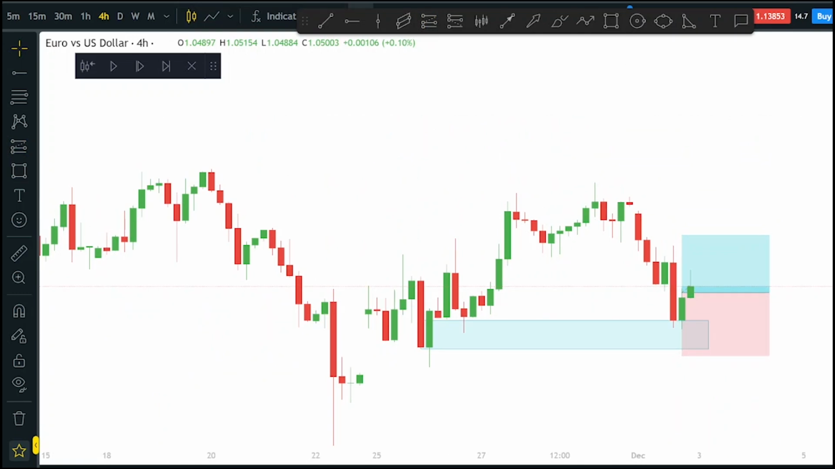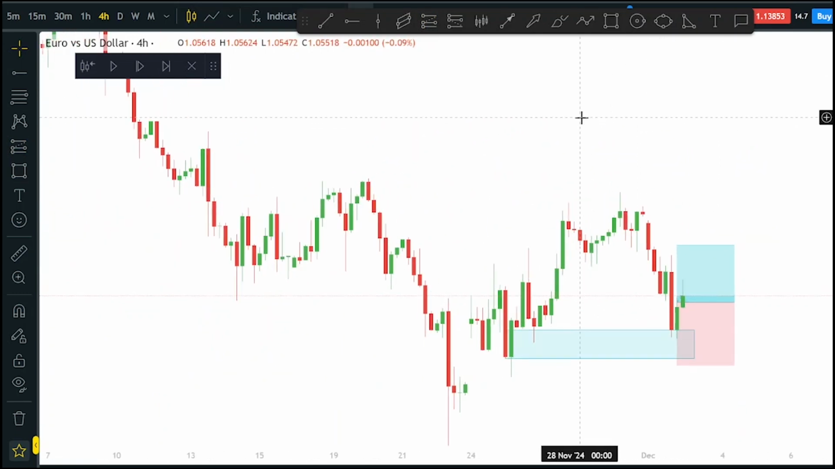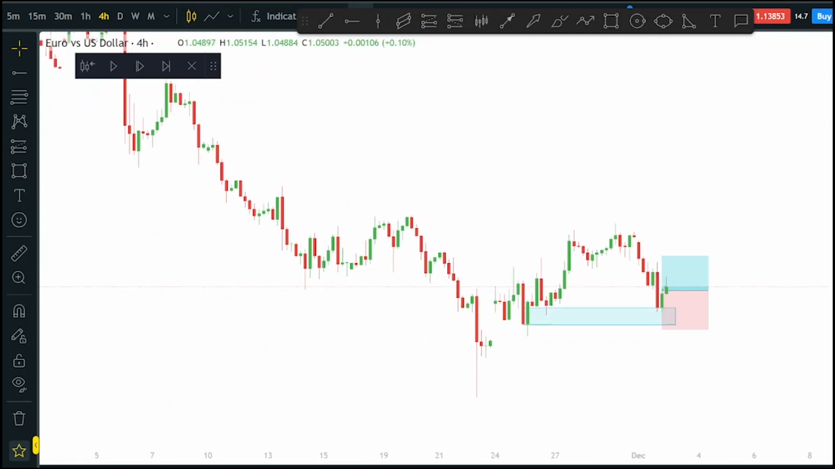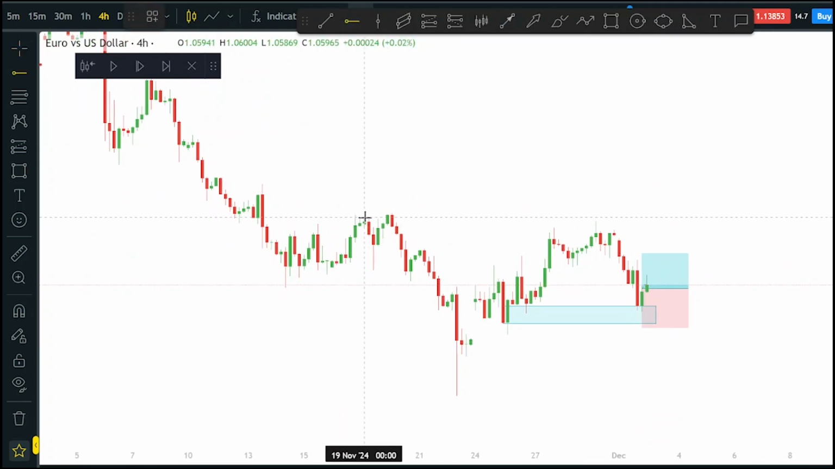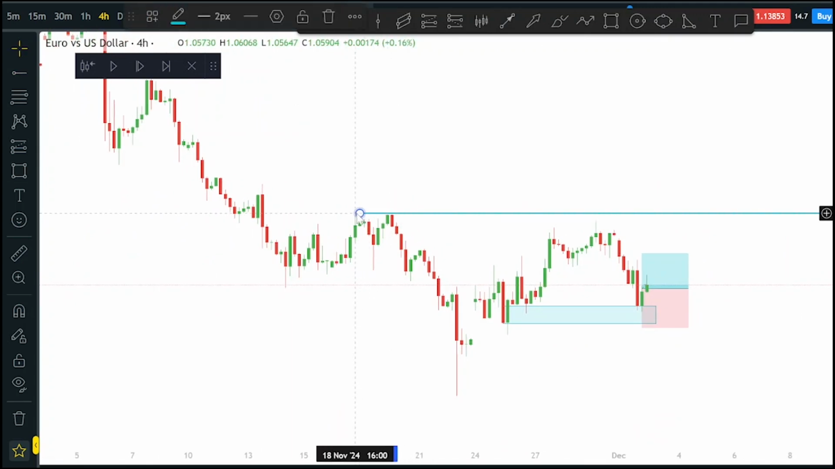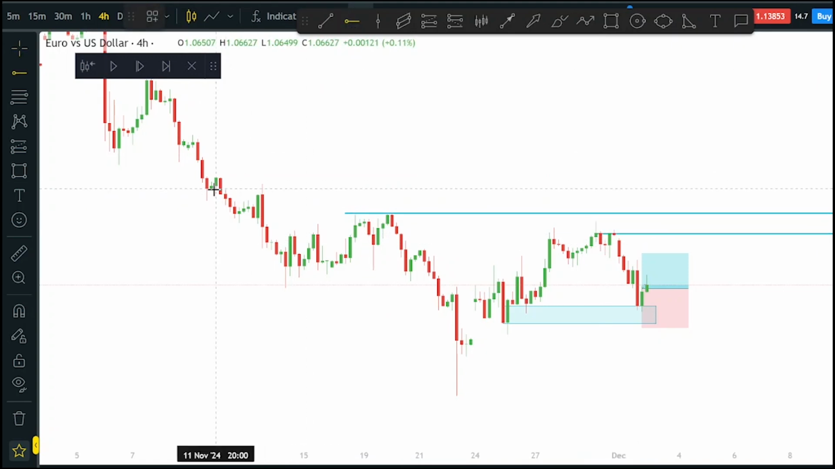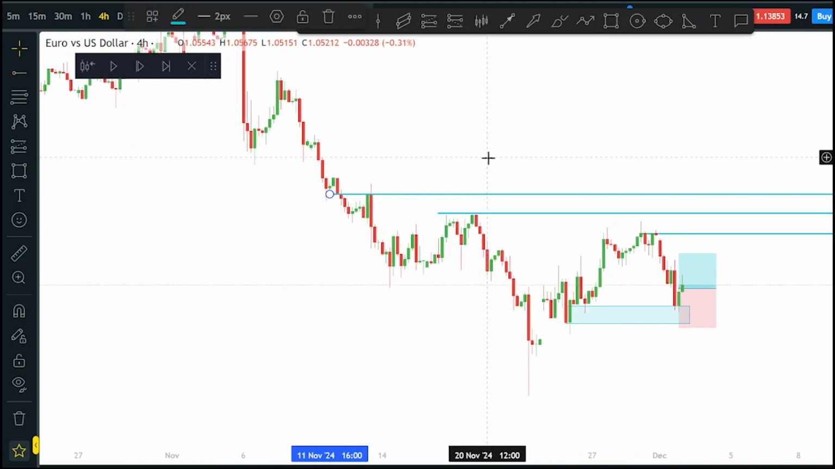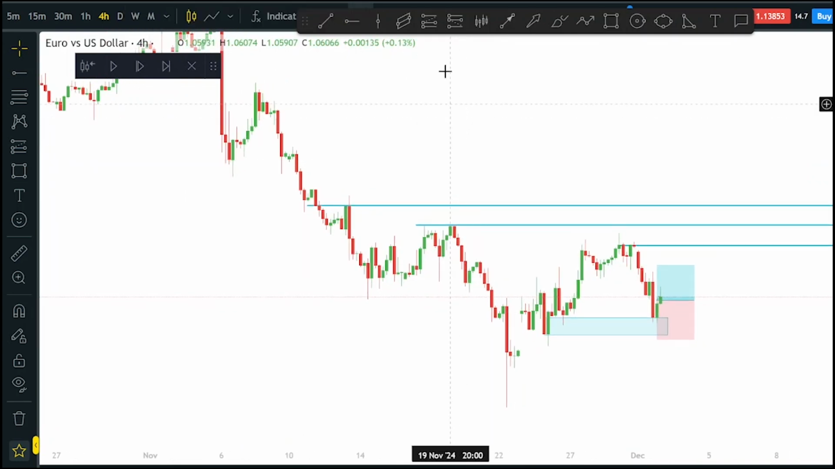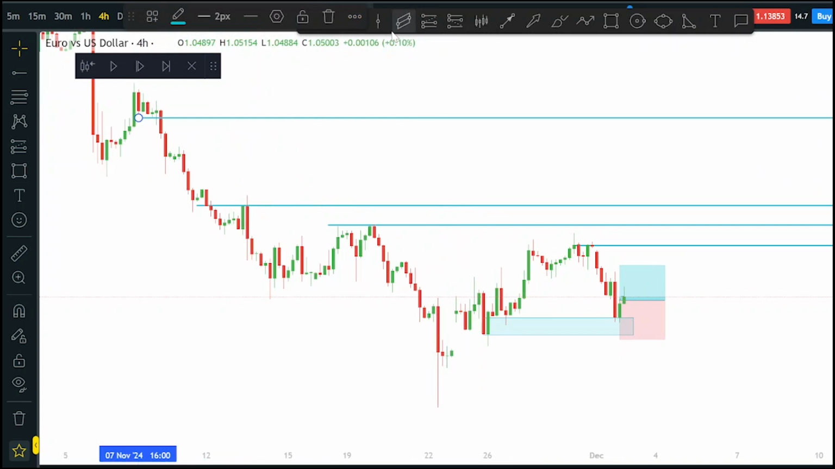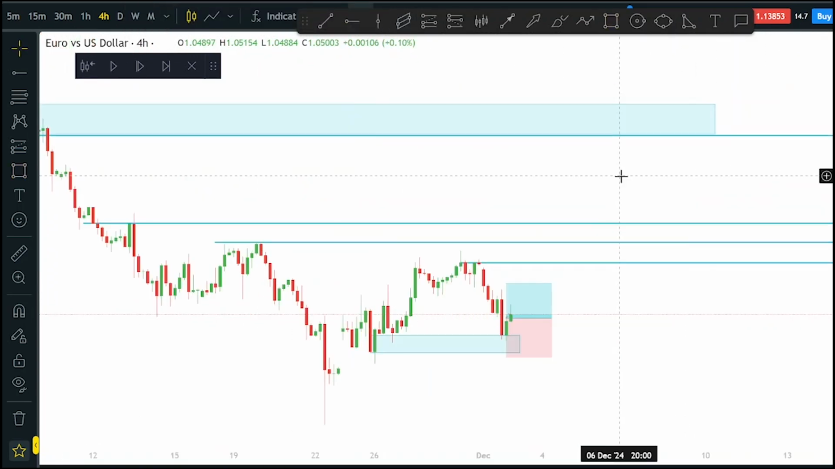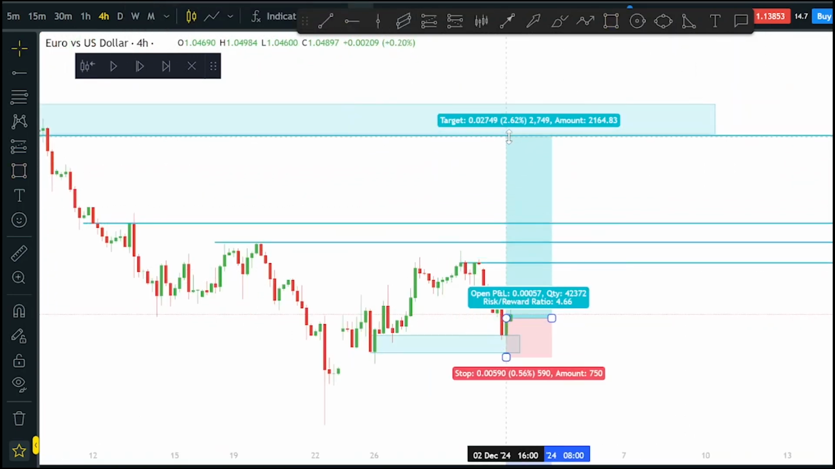Then which areas are we targeting? So the target will be from these areas, this area, we have this area, and we also have at least this area. Let's take a look at those areas, and the last target will be from here. So this is our target. So we are buying from this area.